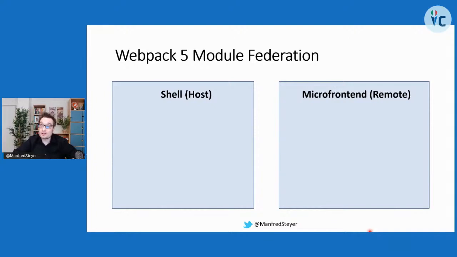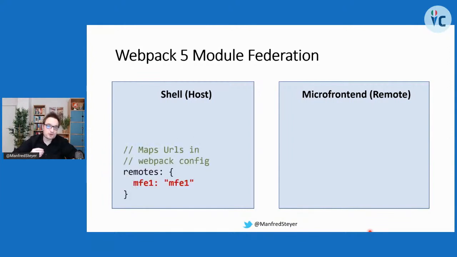And the second role is the remote. In our case, this is just a micro frontend. It also could be some other kind of plugin. With module federation, you can configure both of them. For instance, you can configure the shell in order to define some mapped URLs. Here I have mapped the URL mfe1, which stands for micro frontend 1. It's very creative, I know.